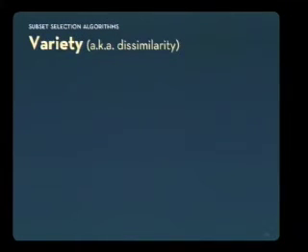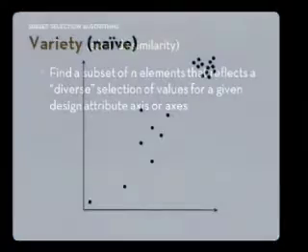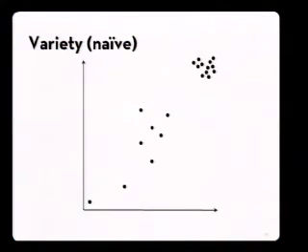The other selection criterion we use is variety, which you can also think of as dissimilarity. So the goal of the variety subset algorithm is to find a set of n objects which represent a diverse subset of objects along a given attribute axis. We hypothesize that showing a well-selected variety of examples along a given axis would give designers a better feel for the overall attribute space, and thus provide better inspiration. But this raises the question of what defines a well-selected variety. So a naive variety algorithm would probably just take, at random, n elements from the space.